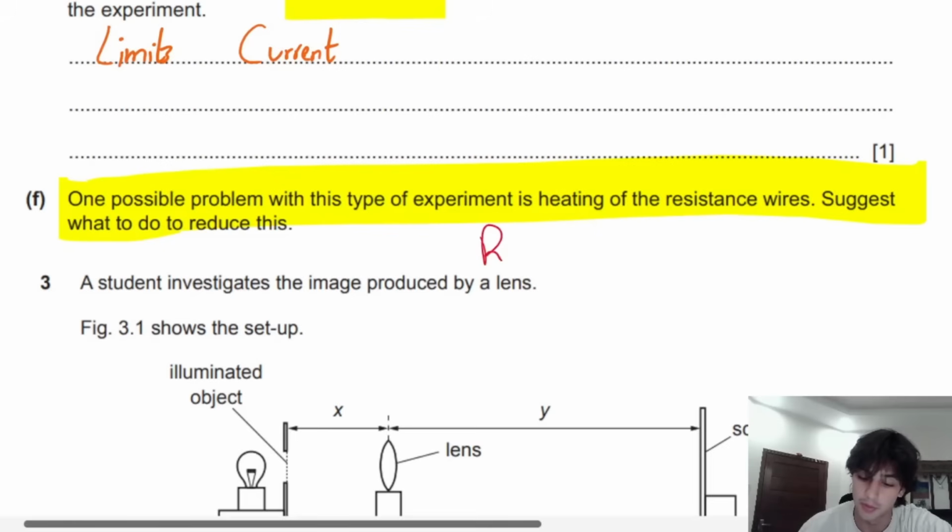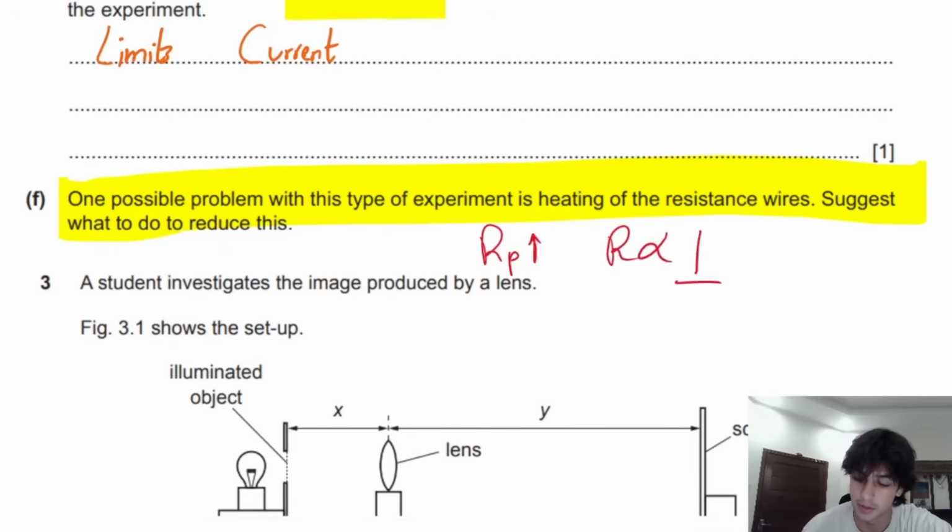So in particular, you could increase the resistance of RP, because we talked about how resistance and current are inversely proportional. Another logical thing that you could do is switch off the circuit every now and then, so that you could allow it to cool down a bit before we start doing this again. So these are some possible ways that we could prevent overheating.